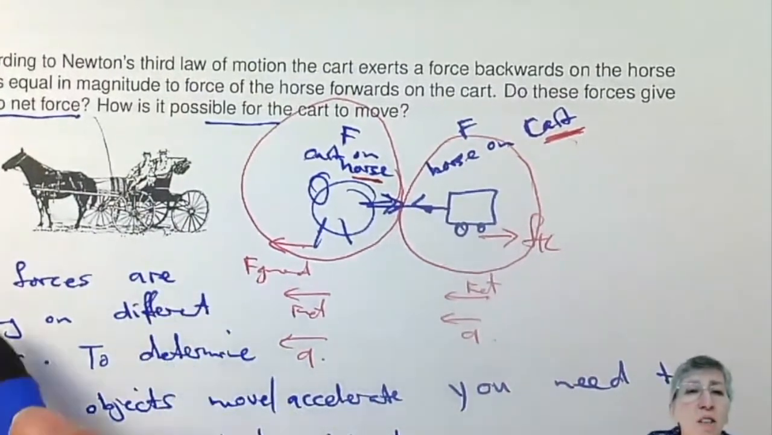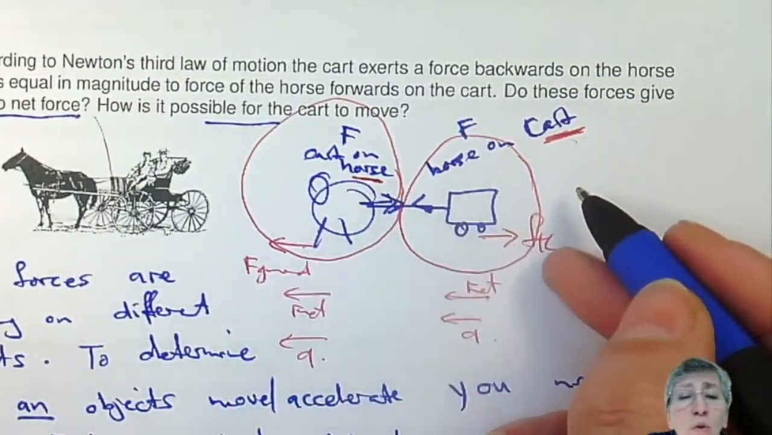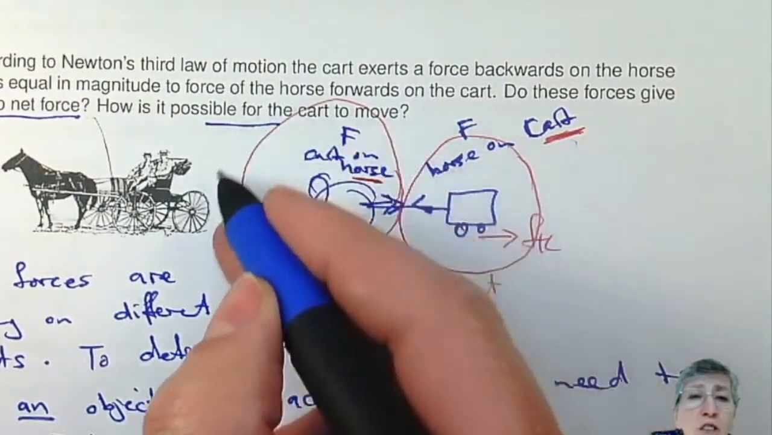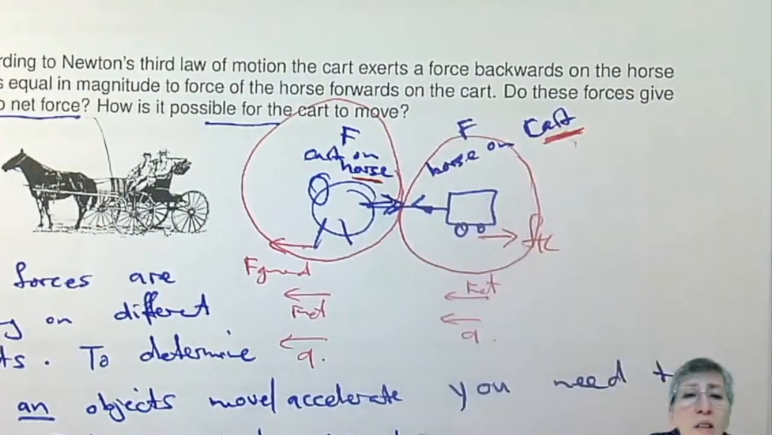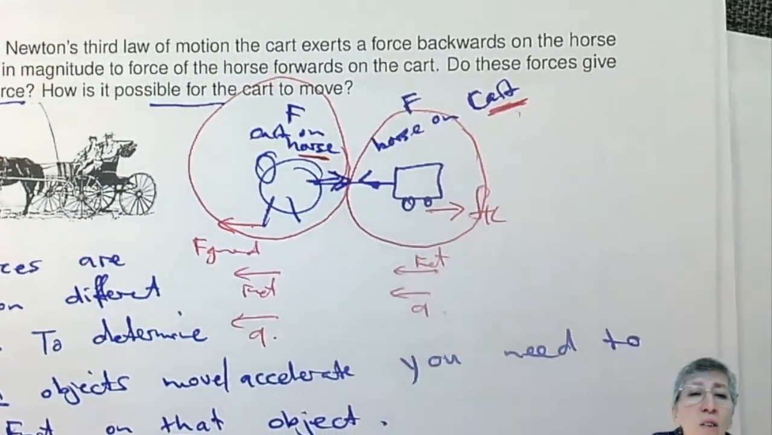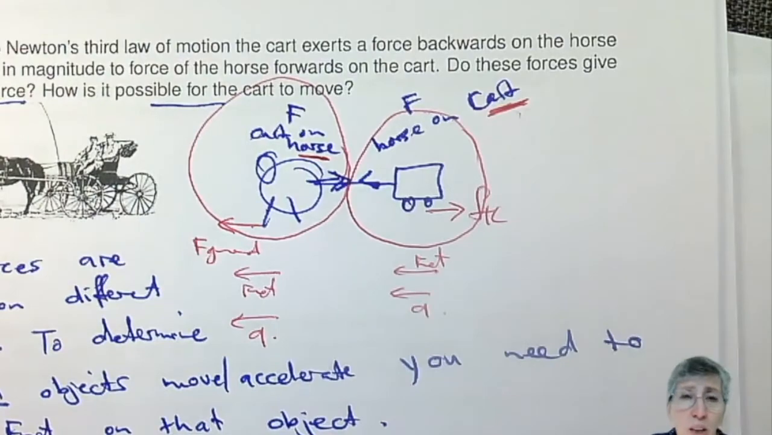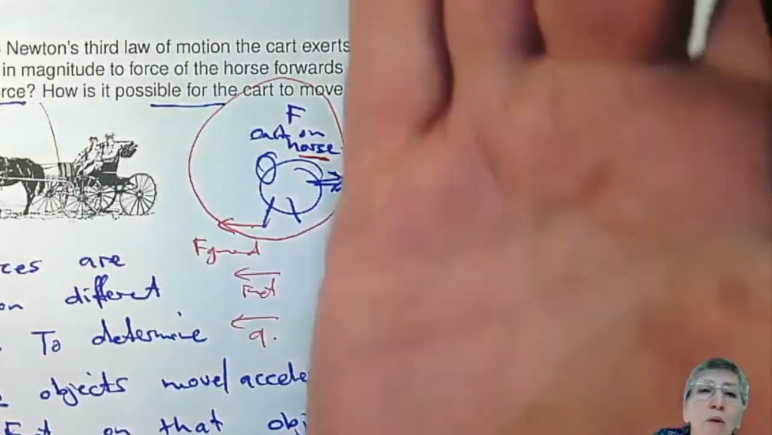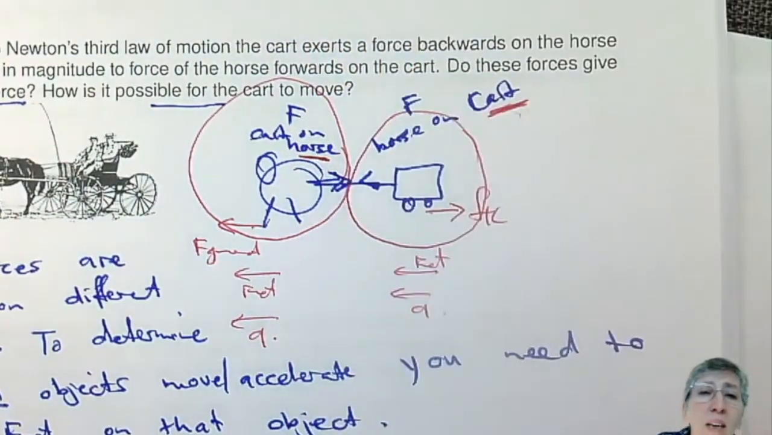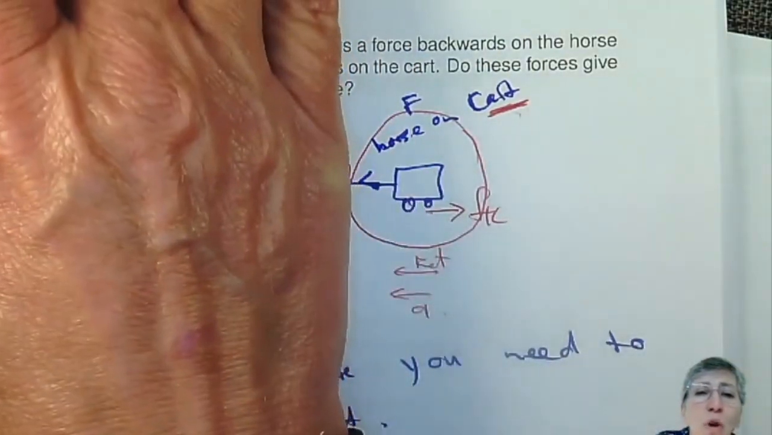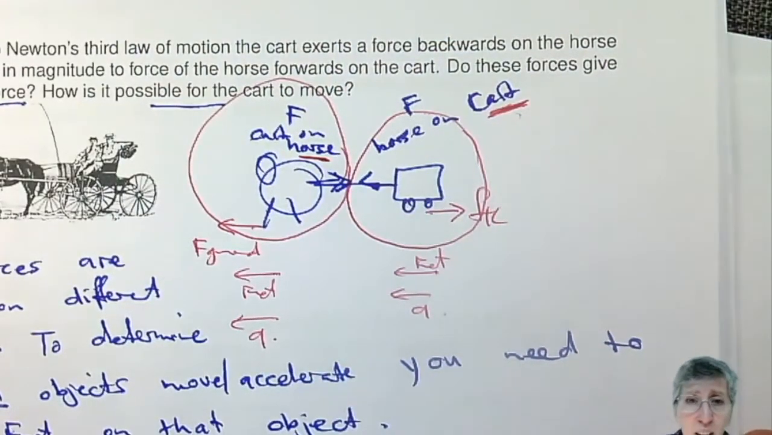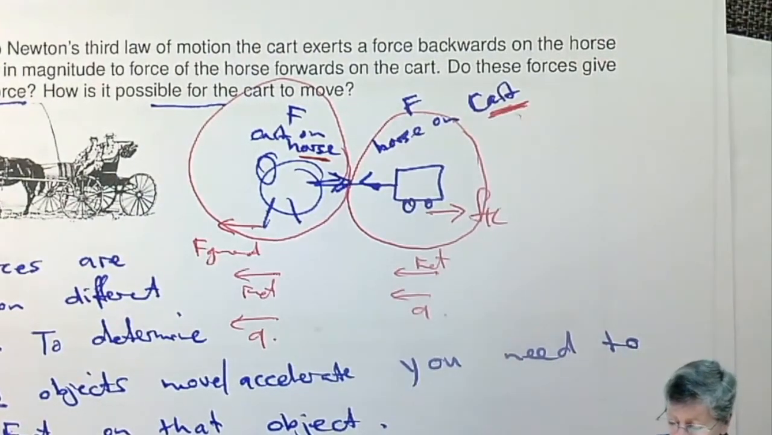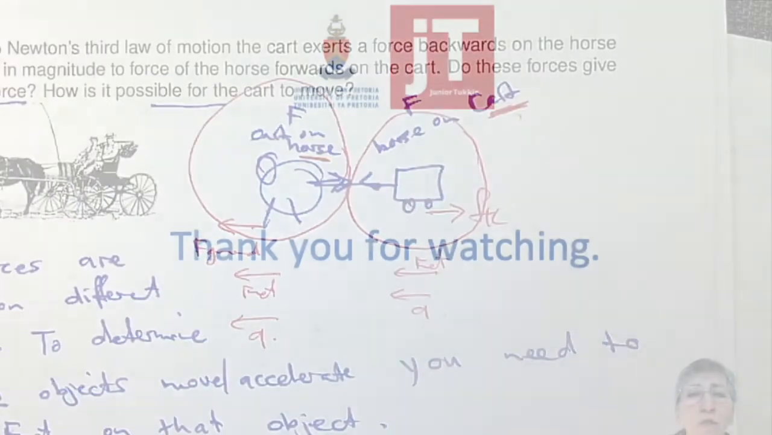So when you look at Newton 3 forces, horse on cart, cart on horse, you will never consider them together, because to determine if an object, the horse or the cart, accelerates, you need to look at only the F net on that object. So here they'll definitely not cancel out, and they will be able to move because the net force on the horse will be in the forward direction and the net force on the cart will be in the forward direction. Now guys, that is all for Newton's third law. In the next video we will look at the universal gravitational law.